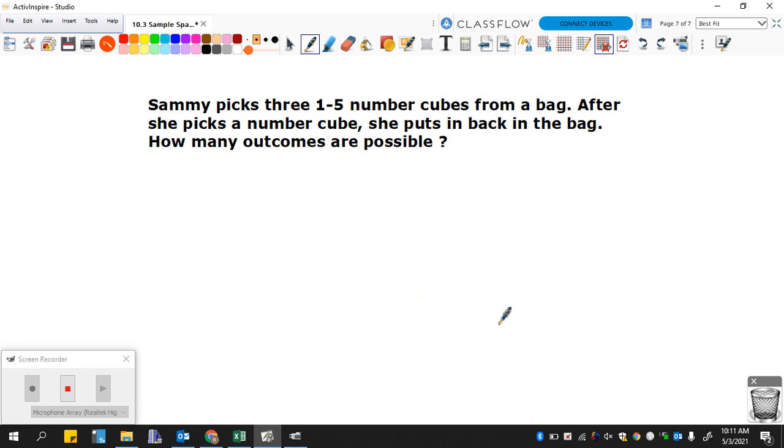All right, so Sammy picks 3 number cubes numbered 1 through 5, okay? After she picks a number cube, she puts it back in the bag, so she's only got 1 bag, and then she picks again, and then she puts it back. So how many outcomes are possible? Well, first of all, she has 5 outcomes for the first one, puts it back in, 5 more outcomes for the second one, and 5 more outcomes for the third one, and 5 times 5 times 5 is 125 outcomes, okay?